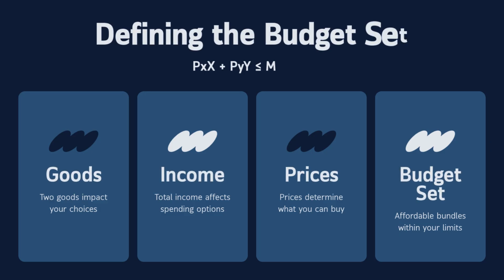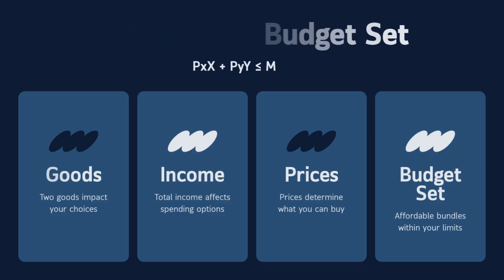The budget set describes everything you can afford given your income and market prices. Suppose a consumer buys two goods, good 1 and good 2. Let income be M, price of good 1 be P1 and price of good 2 be P2. The budget set consists of all bundles X1, X2 such that P1 X1 plus P2 X2 is equal to or less than M. This inequality means you can spend less than or equal to your income. Any bundle that satisfies this condition is affordable.